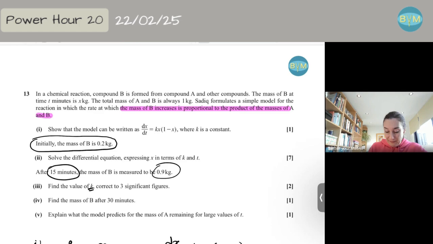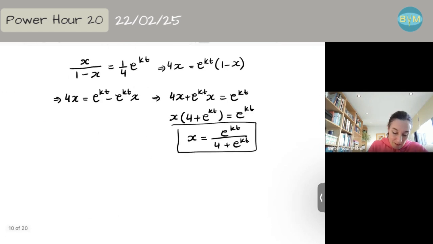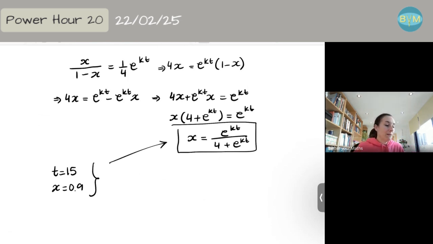So when t is 15, x is 0.9. I have to substitute here and find k. Yeah, they give me that information precisely to find k. So if you substitute, you have 0.9 equals e to the power of 15k.